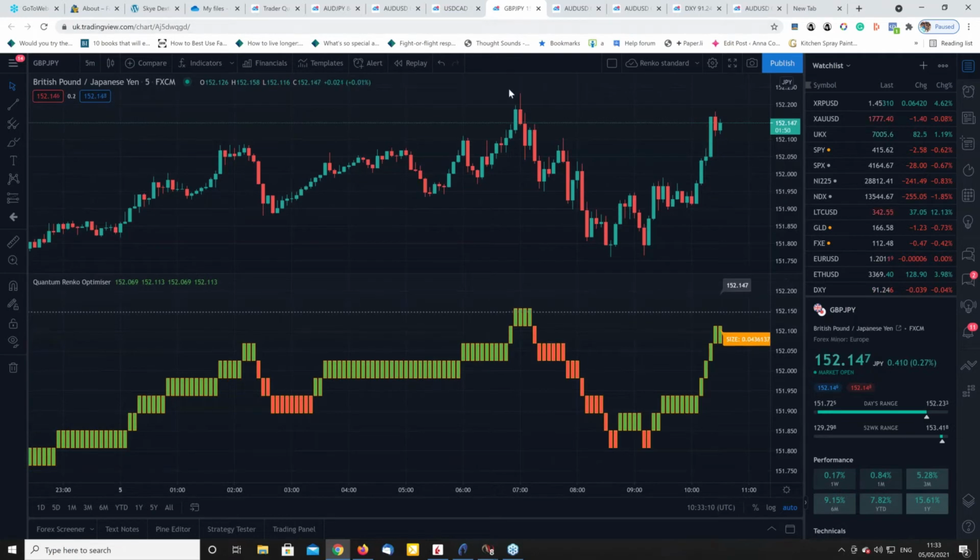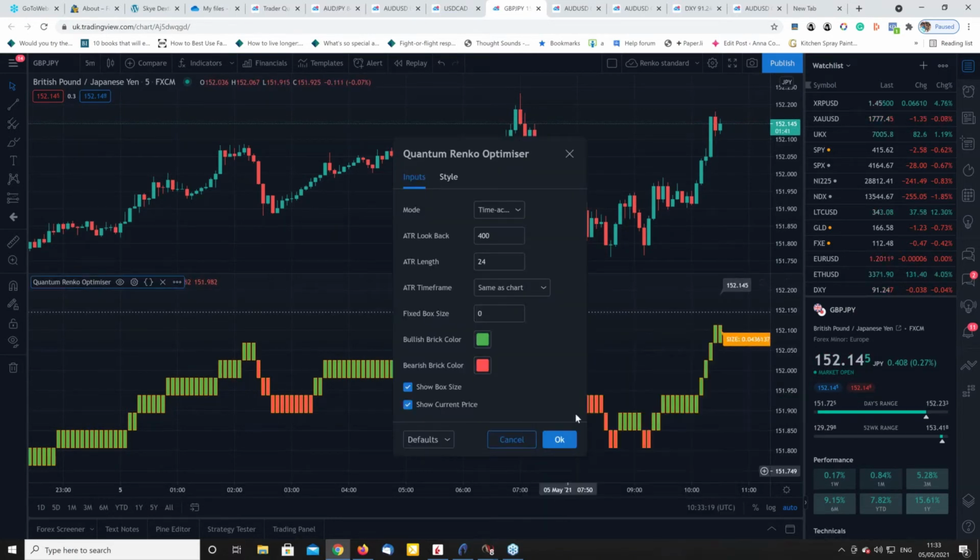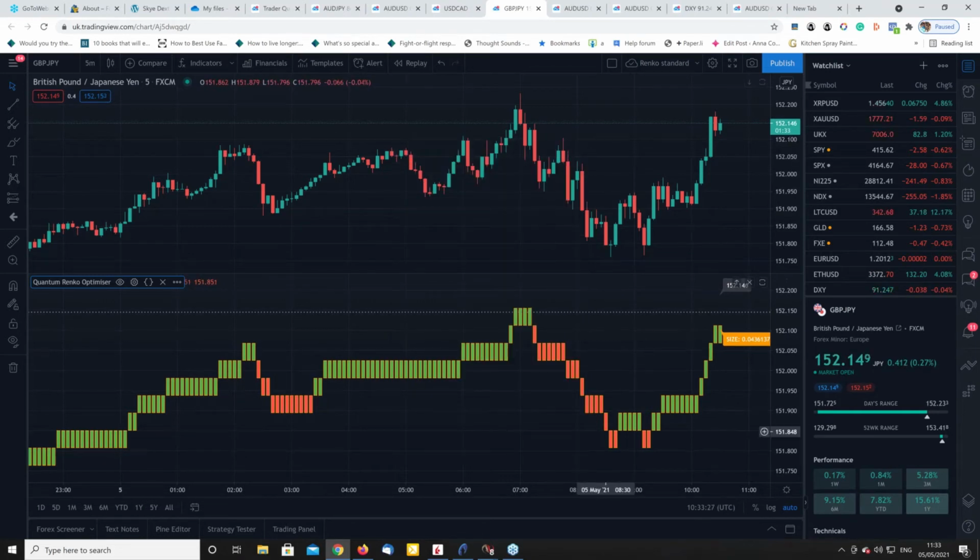This is the time accurate Renko. This is part and parcel of the Renko itself. You can switch between the two. If I click on here, you've either got a time accurate version or a traditional. If I go to the traditional, you just see a regular Renko brick, but you wouldn't be able to tie it to the time. What the time accurate one does is tie it directly to the time. So whenever you get these congestion phases around here, it moves into a congestion phase on the Renko itself.